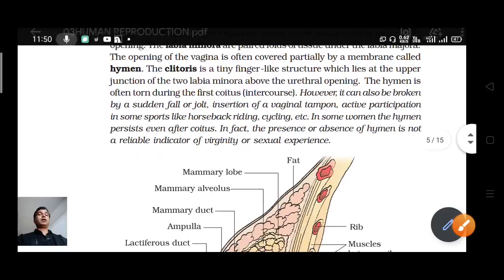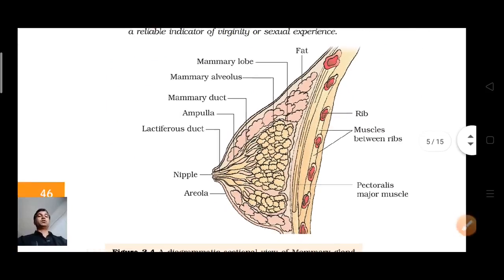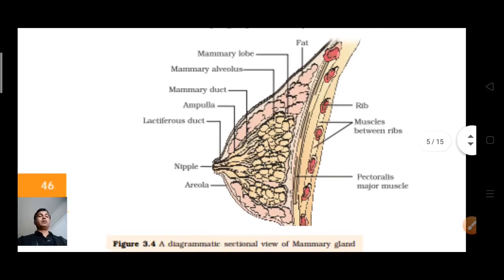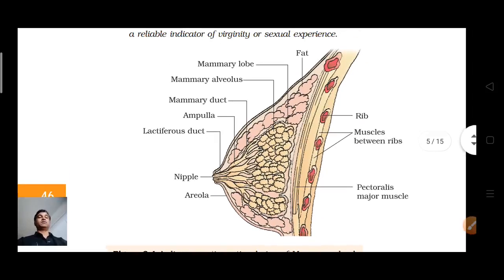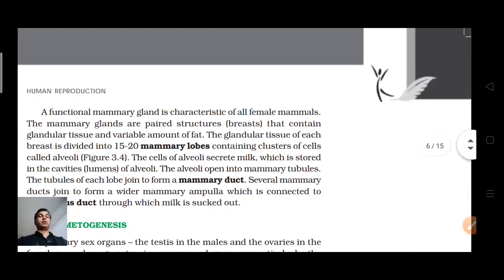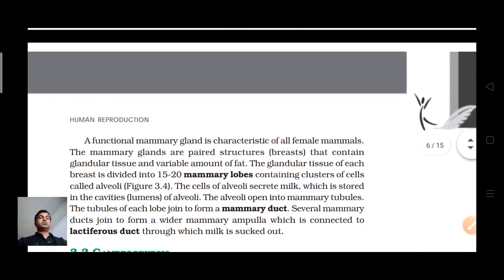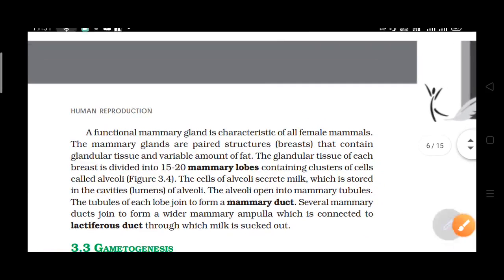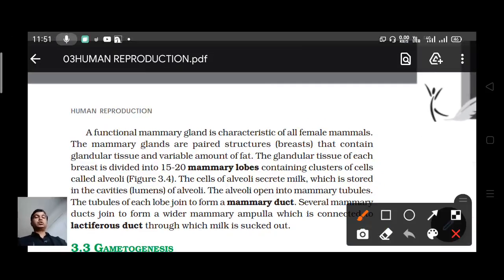Apart from this, the female reproductive system also includes an extra structure called the mammary gland. This is a figure of the mammary gland. The description about this is given in the next paragraph. Just read the first part, then we will cover the figure. The functional mammary gland is characteristic of all female mammals. The mammary gland is also present in the male, but it is not functional. But in females, they are functional.